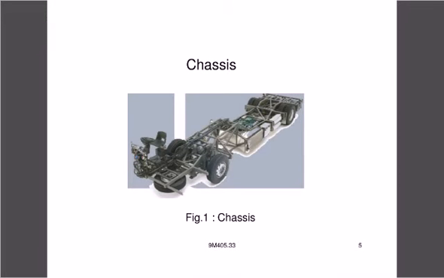This is the chassis of an automobile. So this chassis consists of all the parts of the vehicle except the body. So all the parts like your engine, tires, and all the other systems like suspension system, everything is built on this chassis only. So this is the support for all the components, and the body is built on this chassis only.